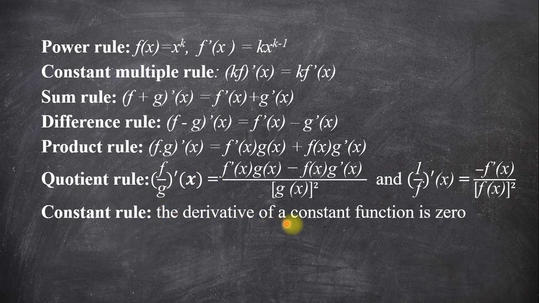The derivative of every constant function is zero. Okay? For example, f of x equals 5, or f of x equals 7, or f of x equals 9. If we differentiate these, the derivative of every constant function is zero. Okay? And let's see an example.